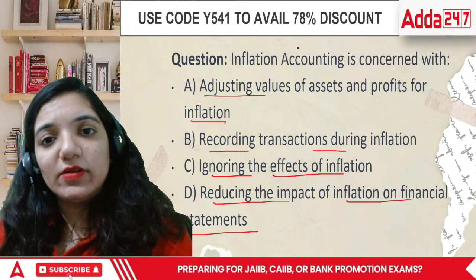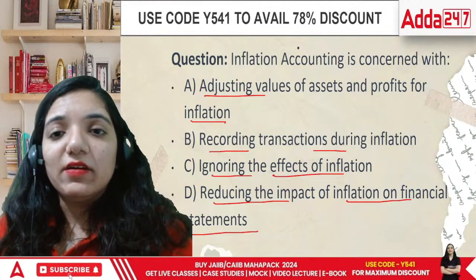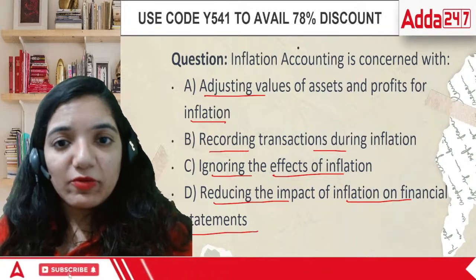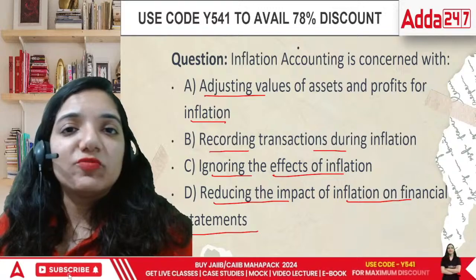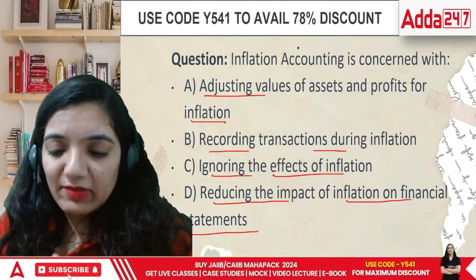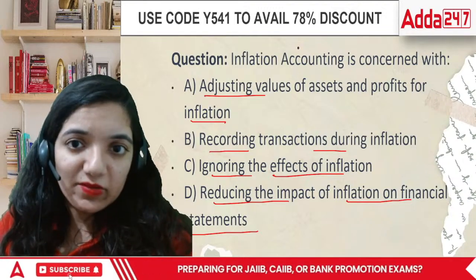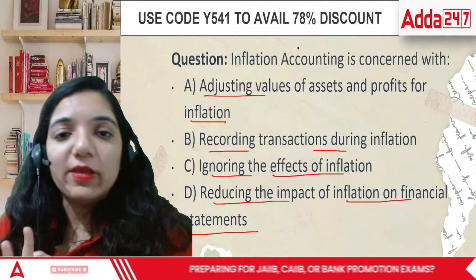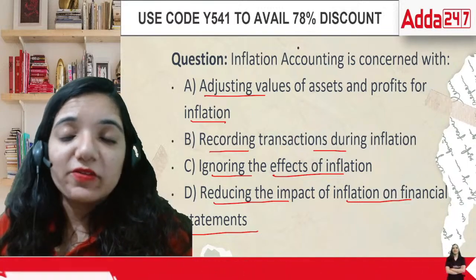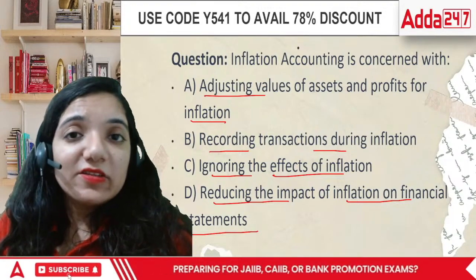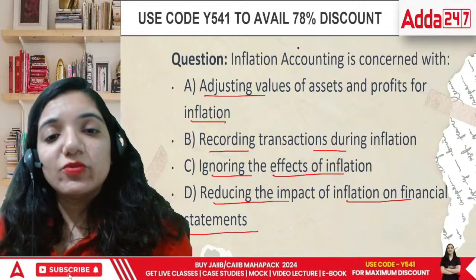When we talk about inflation, it involves adjusting values in terms of assets and profits, or recording transactions during inflation. Recording of transactions has to be done in every situation, be it at the time of inflation, deflation, or normal timings as well. Recording is part of bookkeeping, so this should not be considered. Inflation accounting is concerned with adjustment of the values. During this period of inflation, we have to adjust our books of accounts to find the true situation, right?